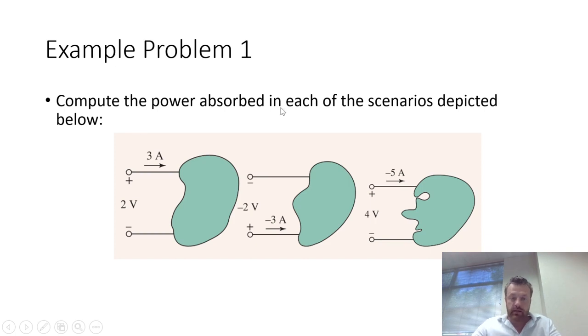So example problem 1 here: compute the power absorbed in each of the scenarios depicted below. So it's just going to be P equals IV as long as it follows the passive sign convention, which means that this arrow is pointing in on the positive. So arrow is pointing in on the positive, arrow is pointing in on the positive, arrow is pointing in on the positive. You notice when I did that, I didn't worry about whether or not these numbers were negative.